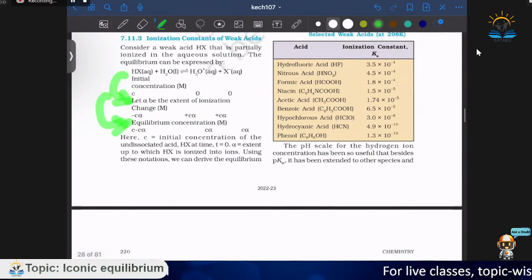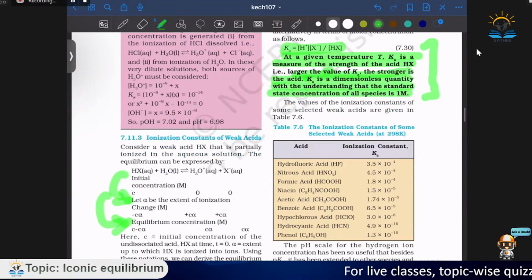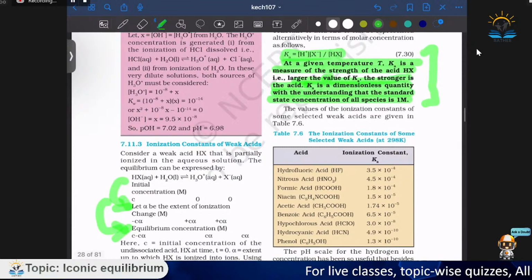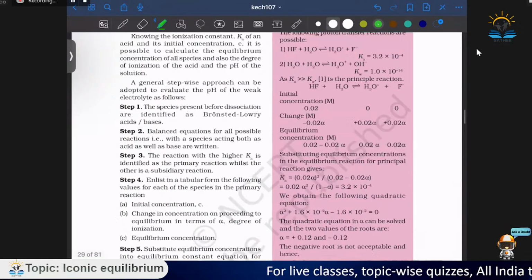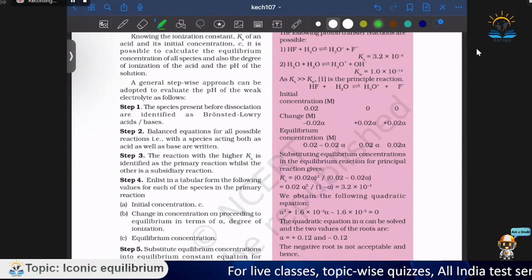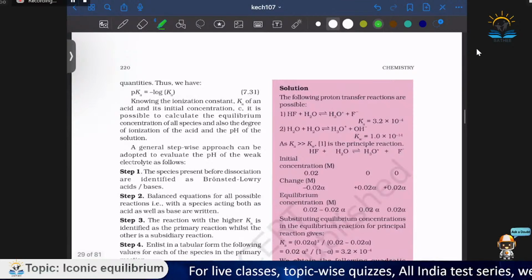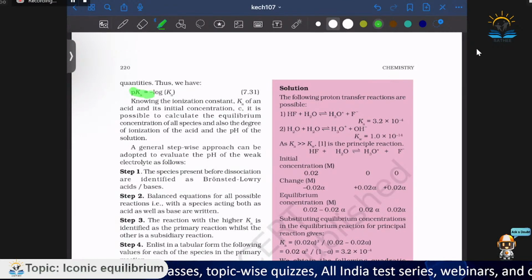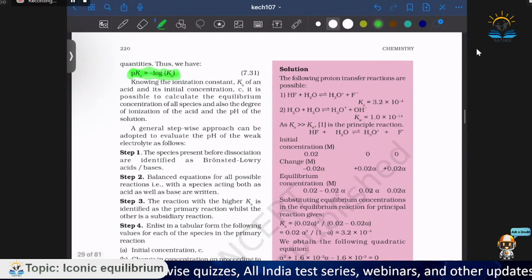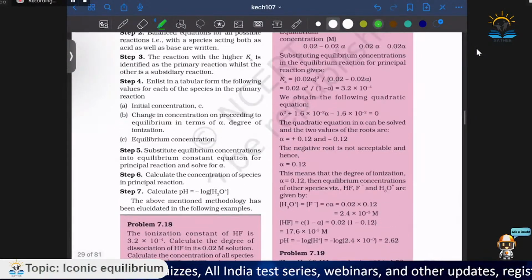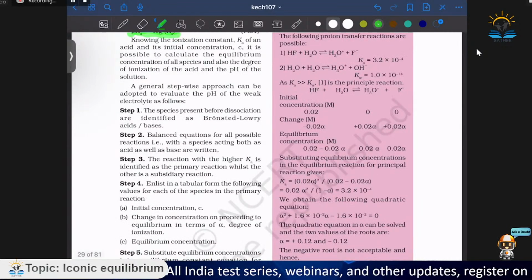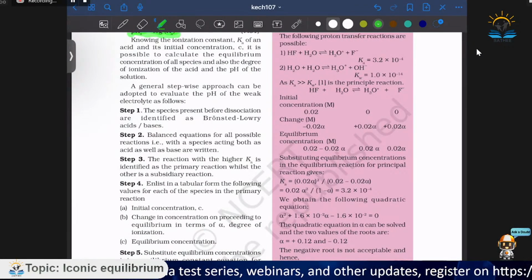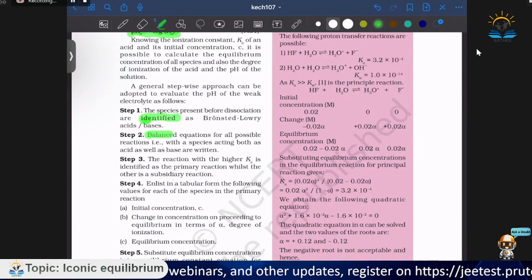Moving on, they have given the ionization constants of some weak acids. You don't need to remember them. They'll give them to you in the question. How to evaluate the pH? See, they have defined pKa in terms of log Ka. How to find out the pH? First, identify which is the acid and which is the base. Then write balanced equations.